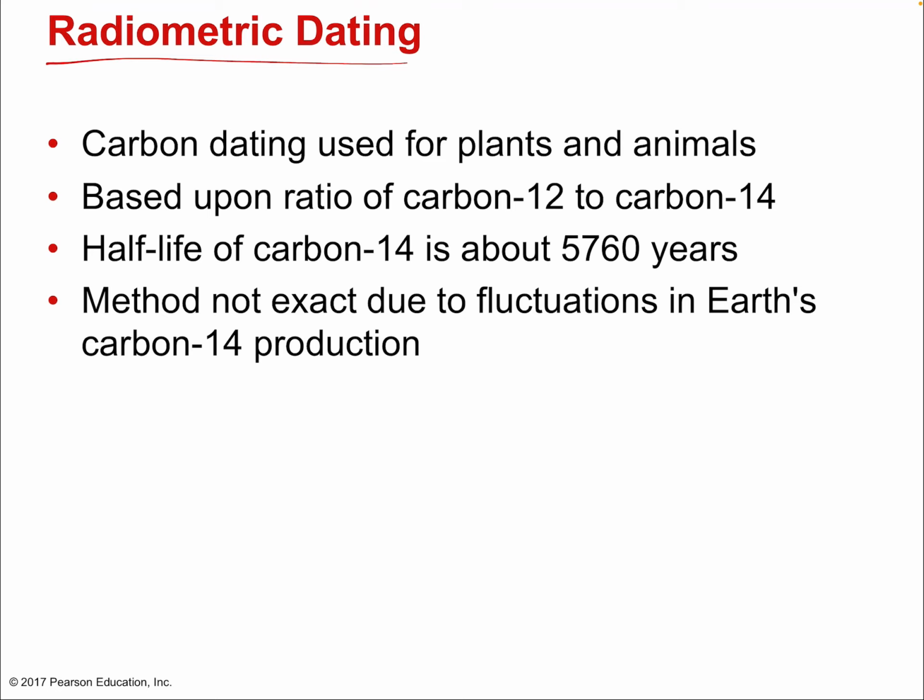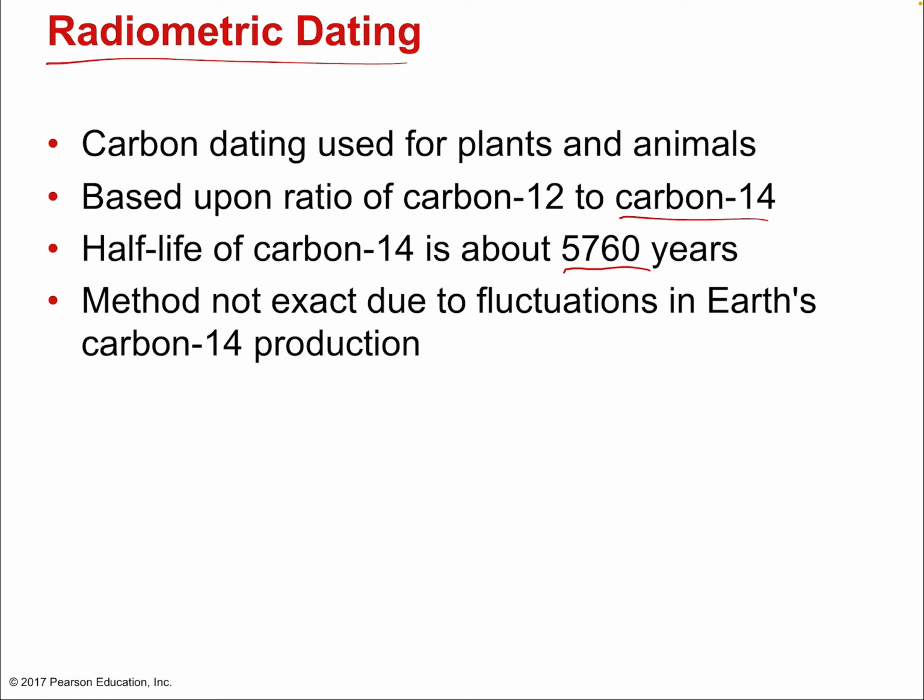That's the idea of radiometric dating, especially for carbon-14. Okay, so carbon dating is used for plants and animals based upon the ratio of carbon-12 to carbon-14. Carbon-14 is the heavier, more radioactive version of carbon. The half-life of carbon-14 is about 5,760 years, which is really good for dating things in that range of about 20,000 years, 40,000 years. It's great for, say, digging up a mammoth from the Ice Age, some 20,000 years ago, and finding out how old those bones are.